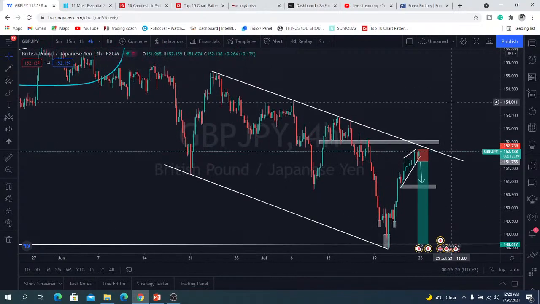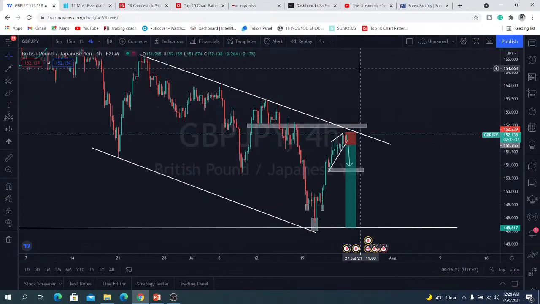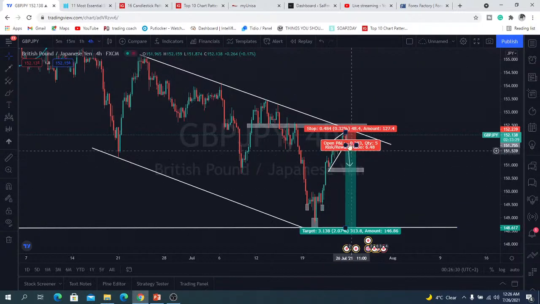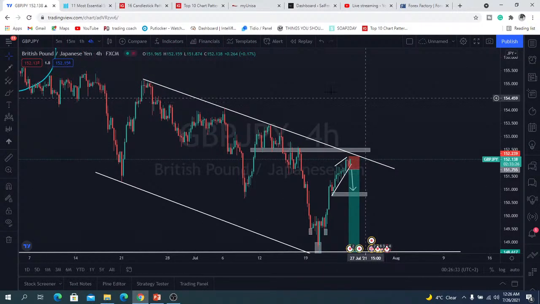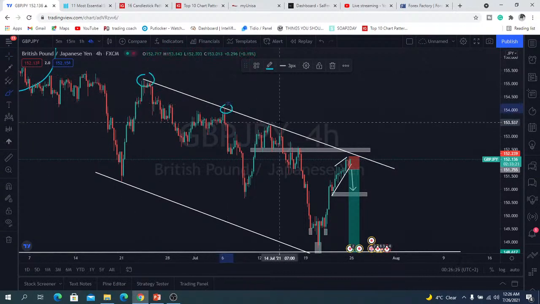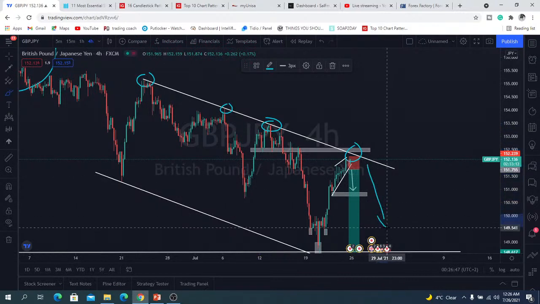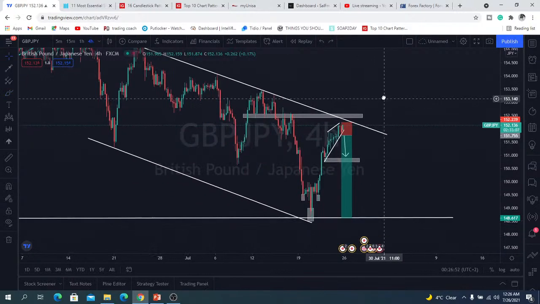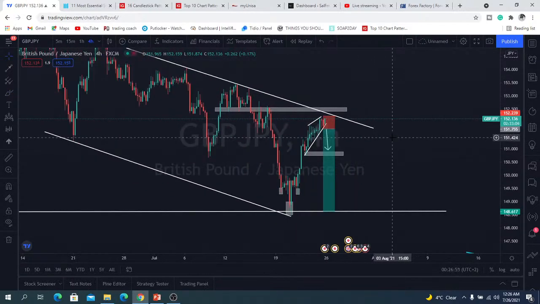Inside the channel, we have this other channel right here to the downside as well. Remember, I said we might want to look for moves to the downside. So we have this channel to the downside right here, where we have a touch, and a touch here again. So we are anticipating another touch right here before we can continue going down. I hope that is clear.